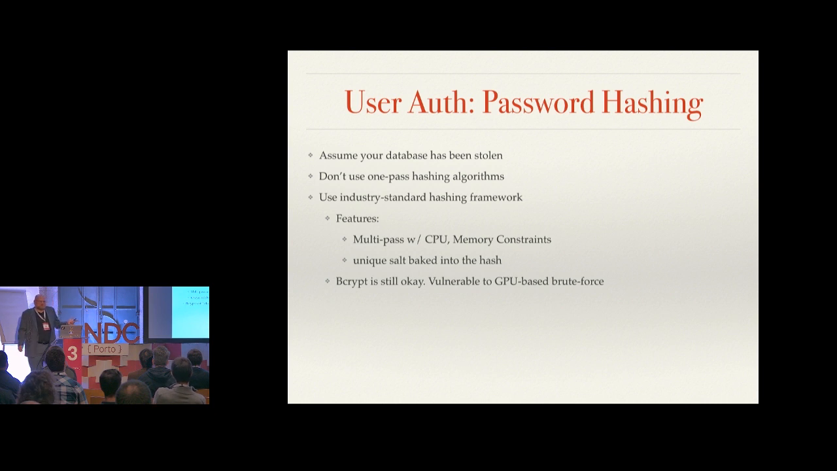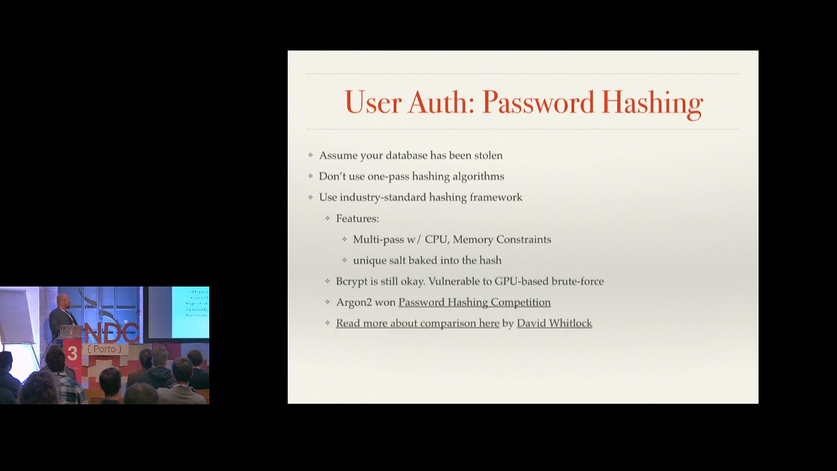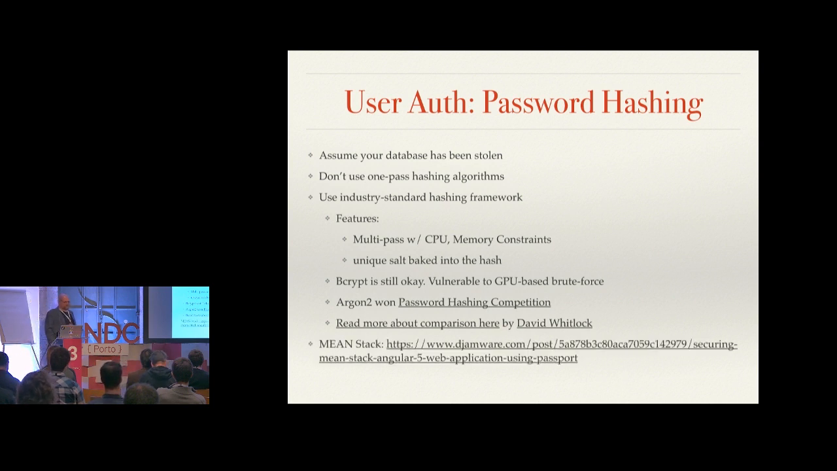I still use bcrypt on most of my applications, but when I put this talk together, I learned that there's another hot algorithm out there that's a couple of years old. It's called Argon 2, and it won a password hashing competition. And so more and more authentication frameworks are starting to adopt Argon 2 for hashing. There's a good comparison of Argon 2 versus bcrypt here by David Whitlock, so you can read that. If you're on the MEAN stack, I have a link here to make sure that if you follow this article, you'll be doing this with your passwords.